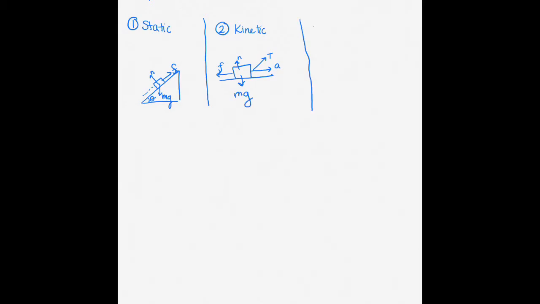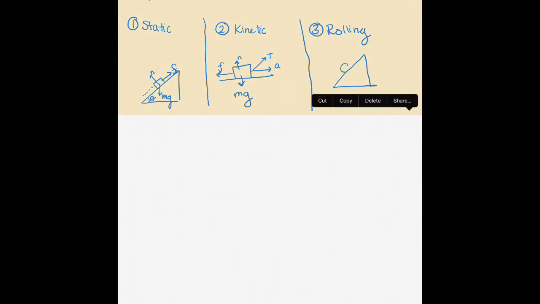The third case, which is something that we won't be getting to today, is rolling friction. So in rolling friction, we have something on an inclined plane or another surface, and it's actively rolling, and then we have this force due to friction that is opposing it, that's causing it to stay on the plane. So we have these three types of friction.